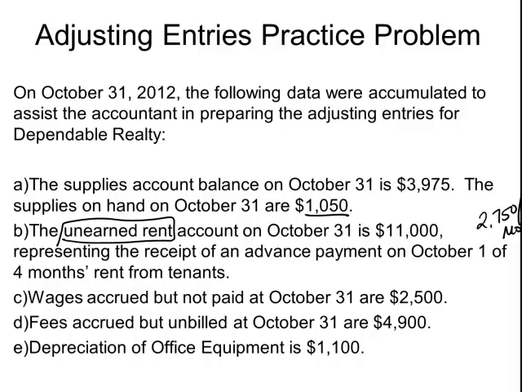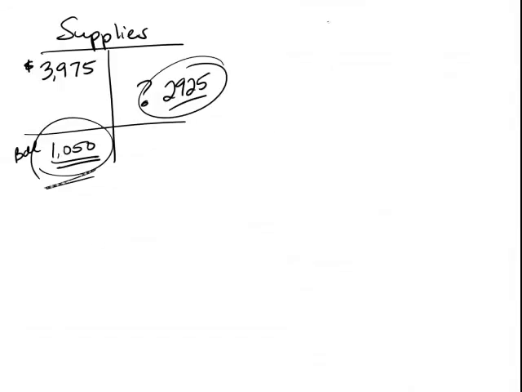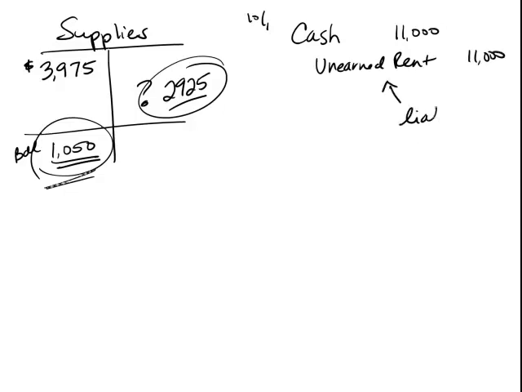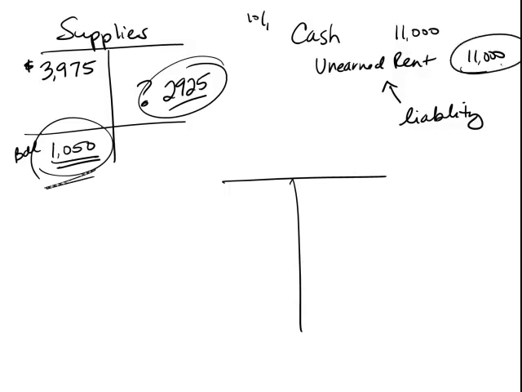Now, on October 1st, when we received that, the journal entry we did was we received cash of $11,000, and we put it in unearned rent. This is a liability. We owe them that service, the rent, the building or the tractor, $11,000 worth of rent, whatever they're renting from us. So on October 1st, we couldn't book this as revenue yet because we had not yet earned it. Now that we have earned it, we need to do a journal entry to move some of this, $2,750, 1/4 of it, into the revenue account.